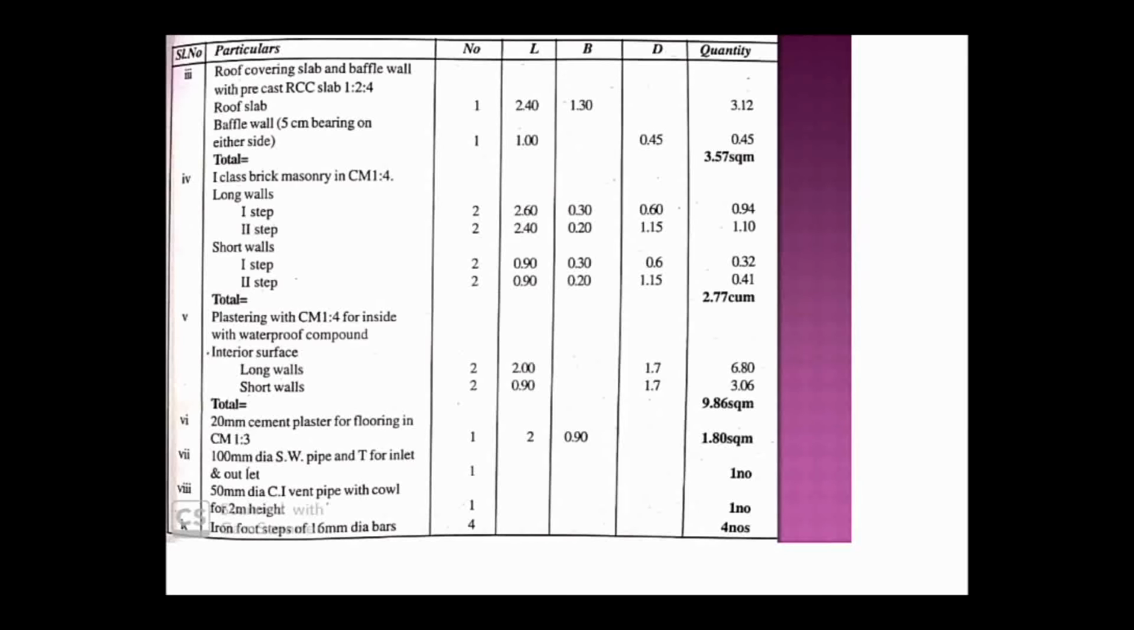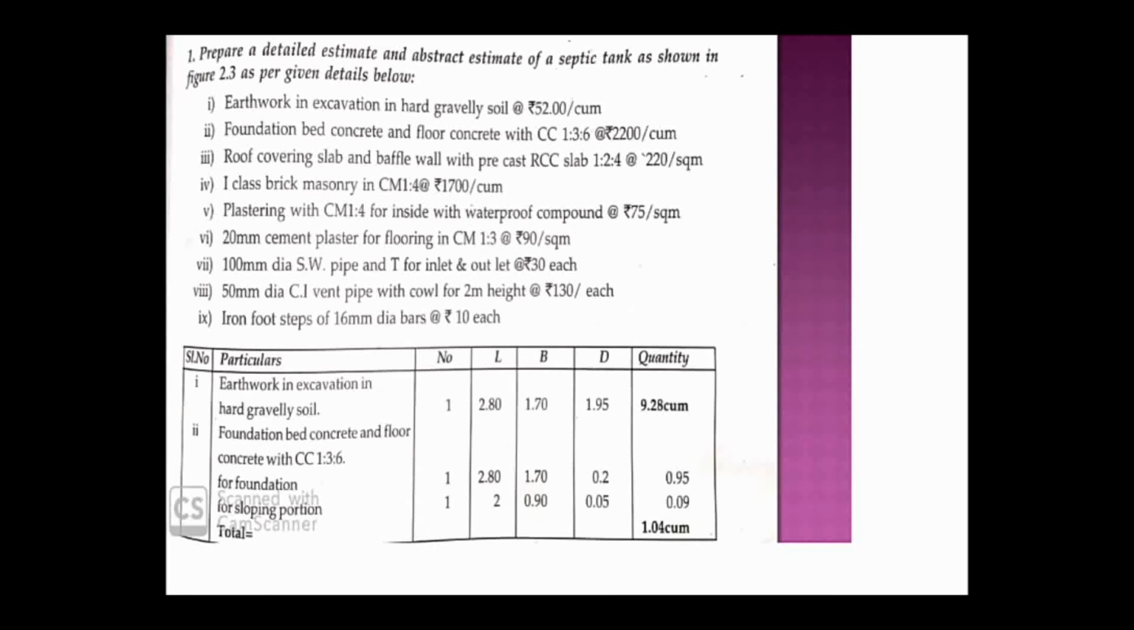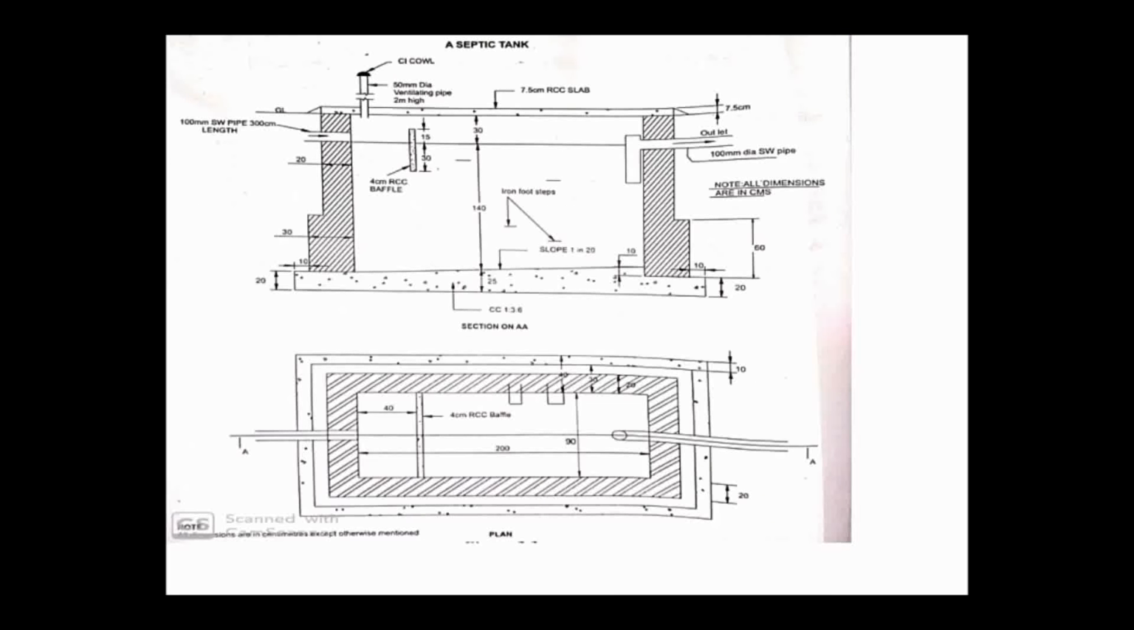And then you have to consider the fifth quantity, that is plastering, right? So normally in a building, outer plastering and inside plastering we do, right? But here in the septic tank, we are going to provide the plastering only on the inside, because outside we know that soil will be there. So only inside plastering we will do.